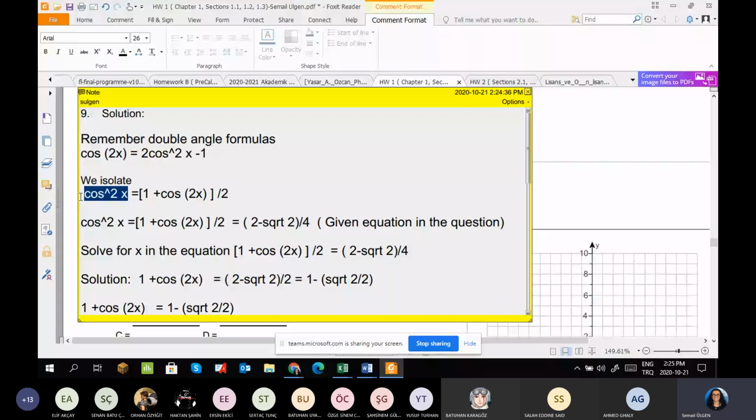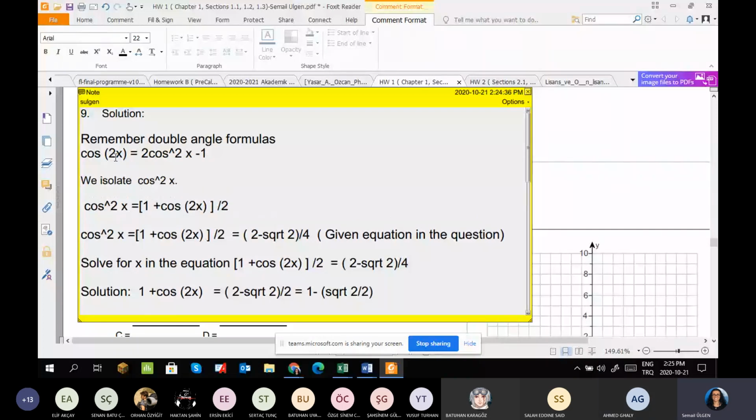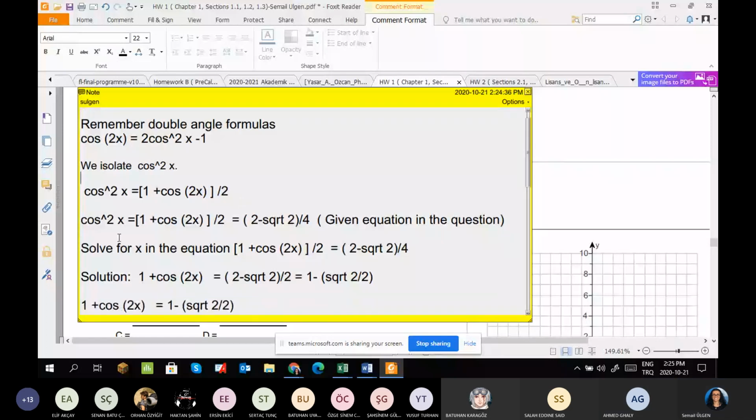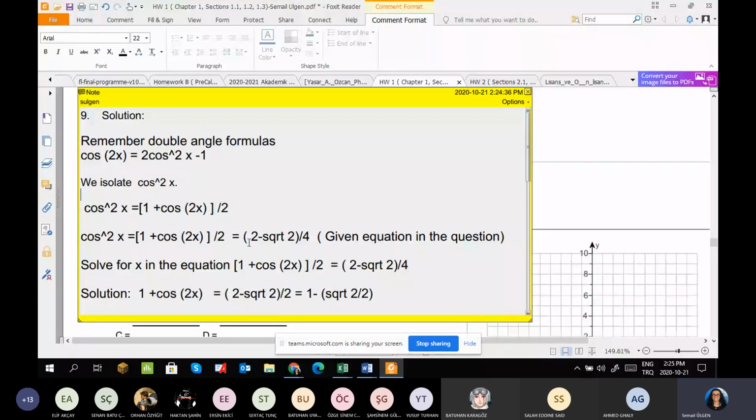We isolate cosine squared x by putting this 1 next to cosine 2x, 1 plus cosine 2x, and dividing by 2. In the question, it says it is 2 minus square root of 2 over 4. This is the given equation in the question, cosine squared x is equal to this. But cosine squared x we found is 1 plus cosine 2x over 2. So we get such an equation.